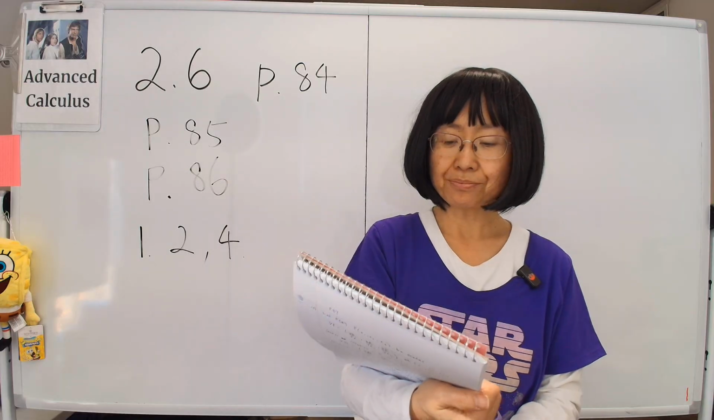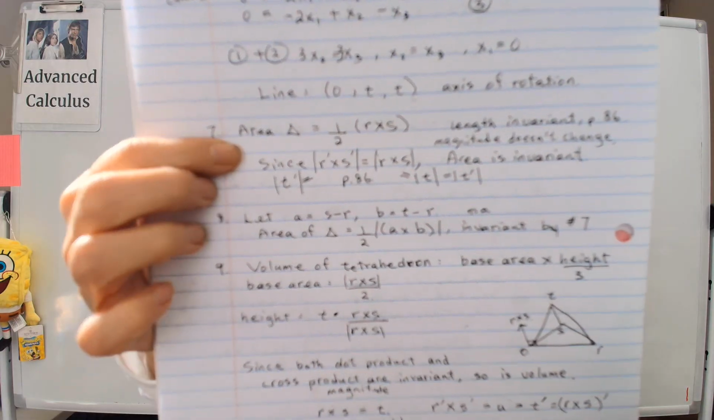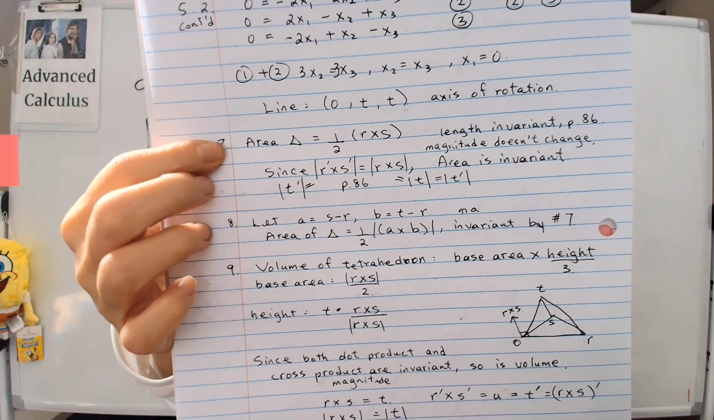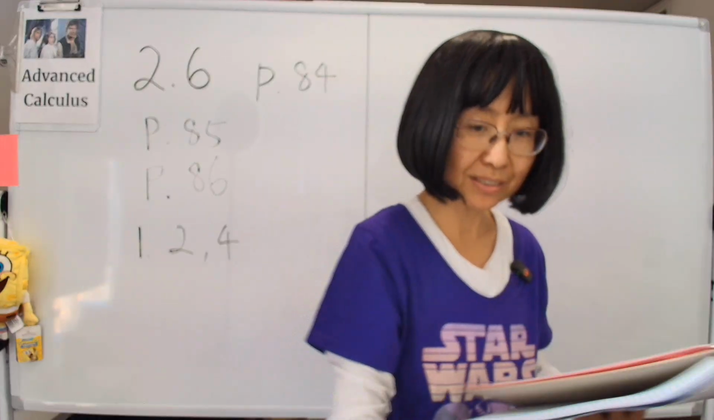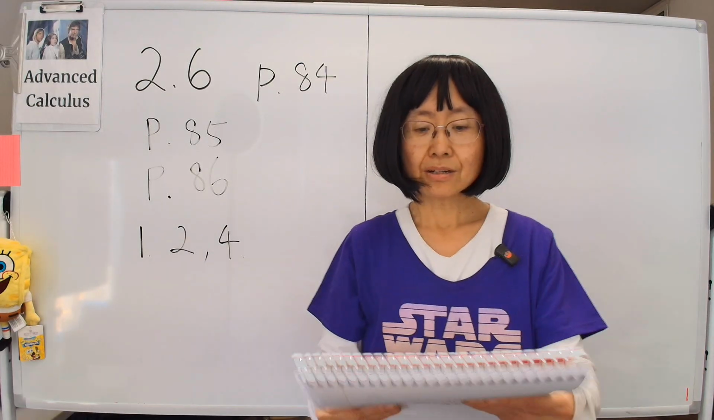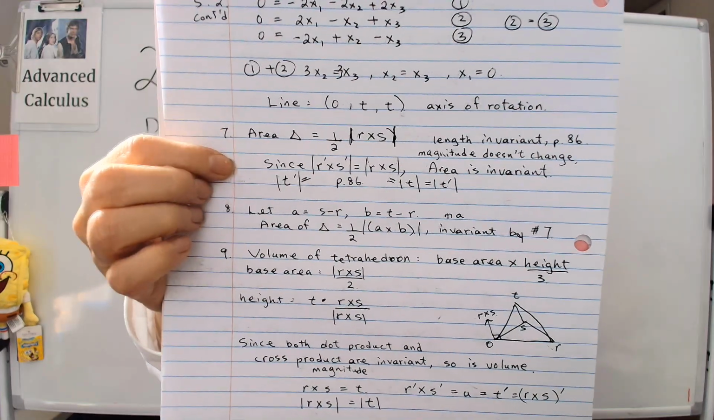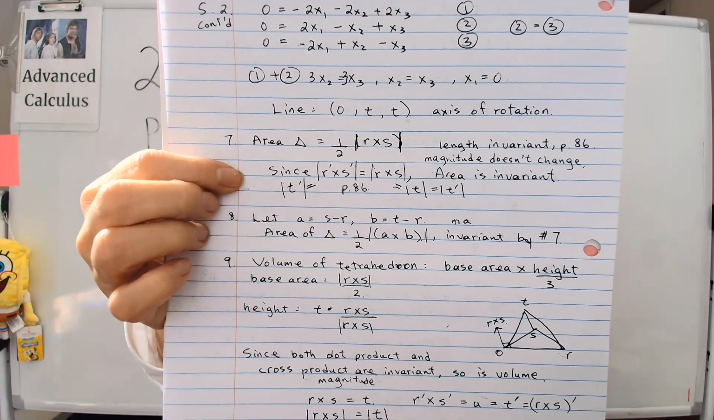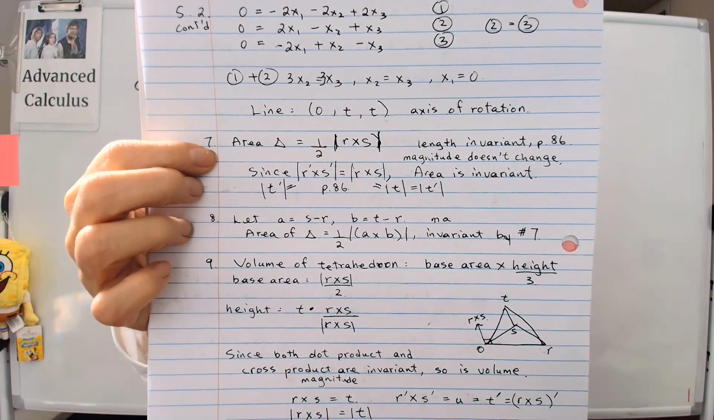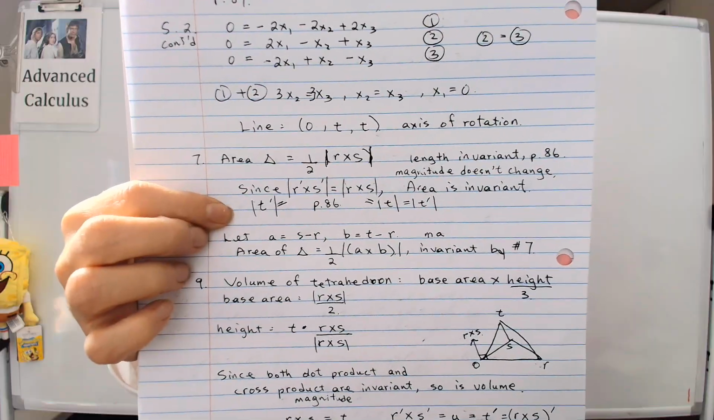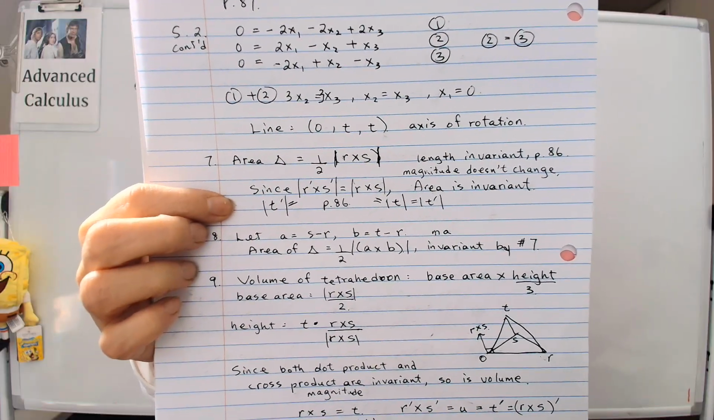Okay, and next let's talk about problem 7, where we're talking about the area of some triangle. To prove that the area of a triangle is invariant, we know that the area of a triangle is, of course, 1/2 the magnitude of the cross product. Why do I have parentheses there? Let me fix that. So anyways, the area is half the magnitude of R cross S. And after your transformation, the magnitude of a cross product does not change because the length is invariant. We mentioned that earlier. As a result, the area of the triangle, being half of the cross product, will have to be the same.